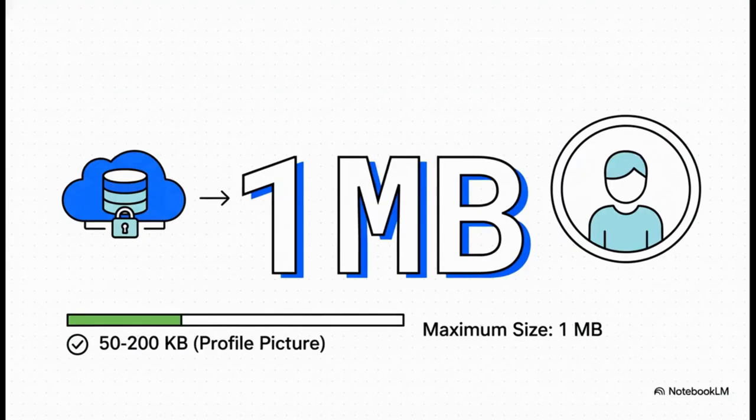Okay, I know what you're thinking. Wait a minute, can a simple text field in a database really hold an entire image? And the answer is, yeah, it can. But there is one important limit to keep in mind. A single document in Firestore can only be 1 megabyte. Now that might sound pretty small, but think about it. A good compressed profile picture, that's usually only going to be 50 to 200 kilobytes. It fits in there with plenty of room to spare.